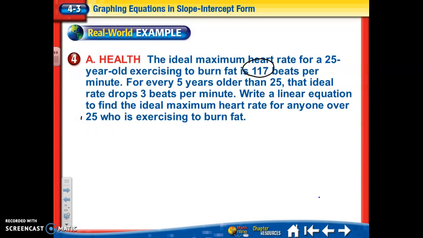For every 5 years older than 25, the ideal rate is going to drop 3 beats per minute. So over 5, down 3 is what that's saying. Over 5, down 3. That has to do with slope right there. The 117 has to do with where they're counting from, because the bottom question says, write a linear equation to find the ideal maximum heart rate for anyone over 25 who's exercising to burn fat. So they're just going to start at 25, which is why I circled that 117. That is the starting point.